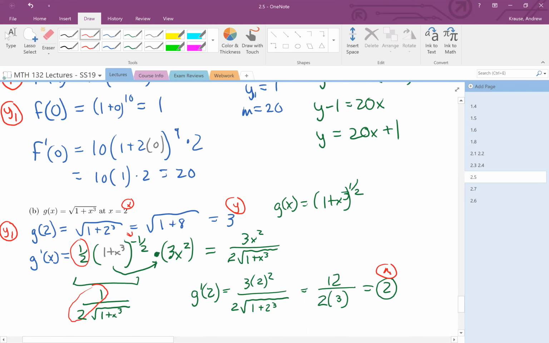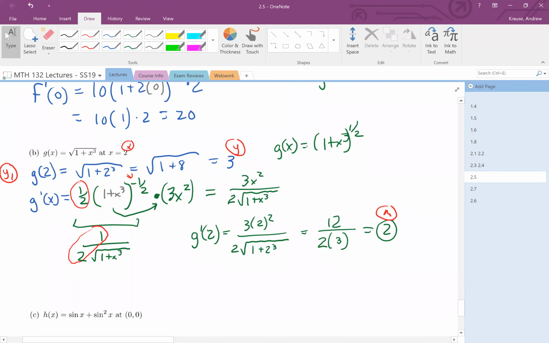So when I write the equation for my tangent line, I get y minus 3 equals 2 times x minus 2. If I wanted that to be a y equals, I get y equals 2 times x minus 2 plus 3. And that's all I really need to plug into the y equals for web work.